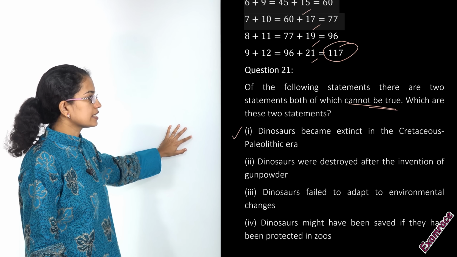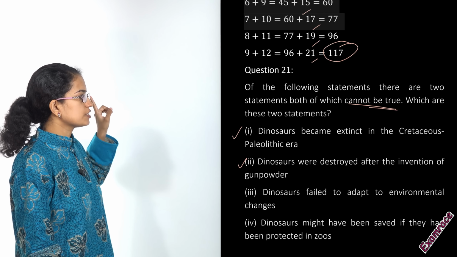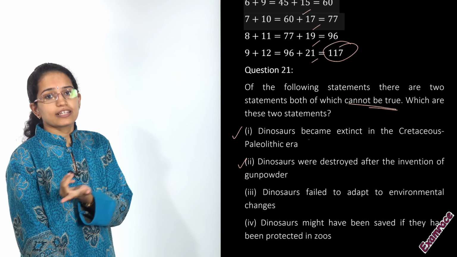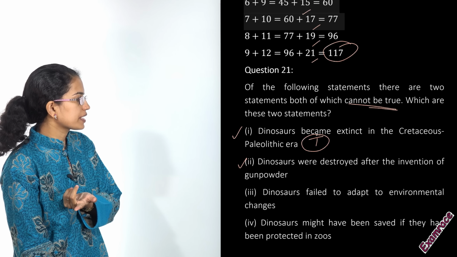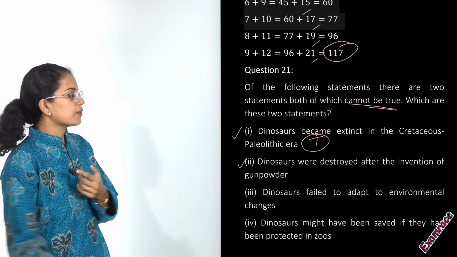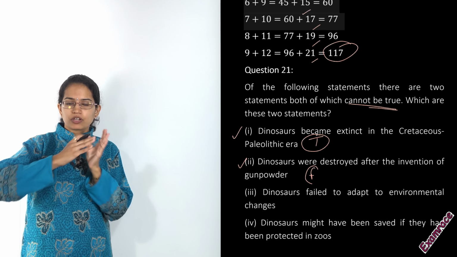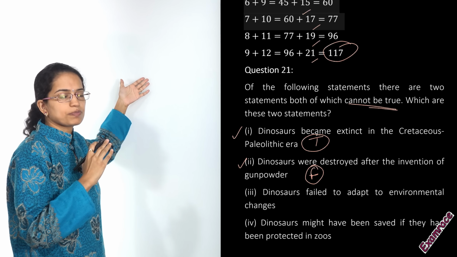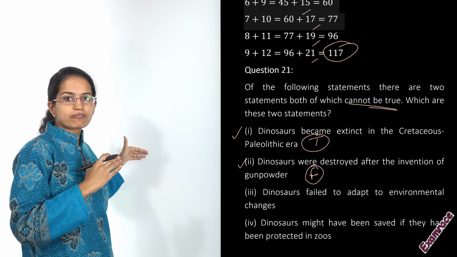Dinosaurs became extinct in the Cretaceous period. If I say this was true, then dinosaurs were destroyed after the invention of gunpowder automatically becomes false, because gunpowder was much later. If we go on to the geological time scale, we would see the Cretaceous period was much before and gunpowder was much later.